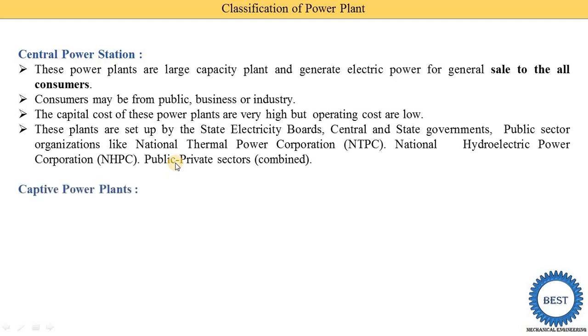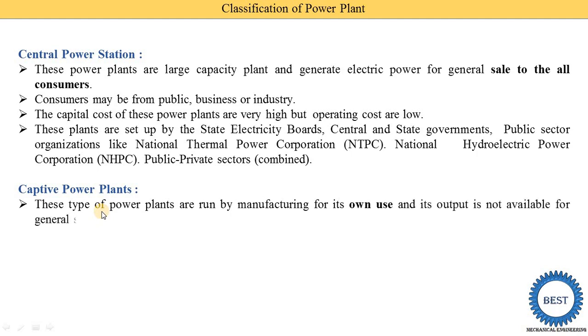Now what is a captive power plant? This type of power plant is run by a manufacturer for its own use, and its output is not available for general sale. Suppose I have one industry, and I am not purchasing power from my local state government or state electricity board, but I install my own power plant, and my power plant produces electricity, and this electricity is used only by my industry. Then it is called a captive power plant.